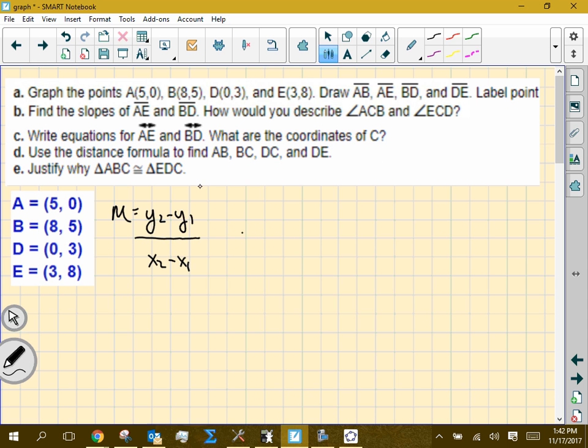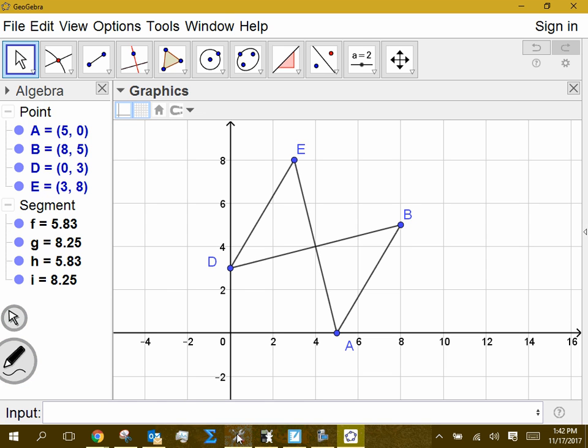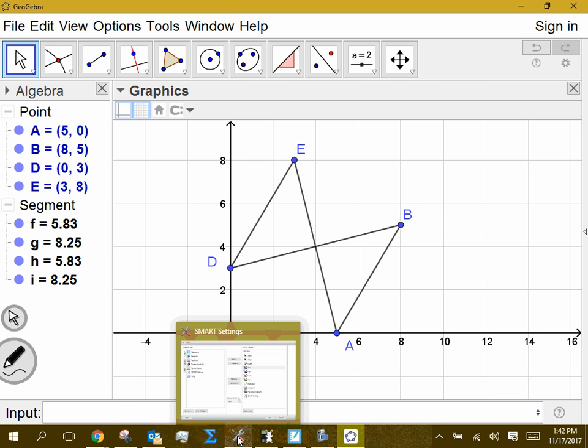I think they want what? Line AE and BD. So I'll say slope of AE, and then we'll do slope of BD. Now, when we do slope, how many points do you need to do slope? 2. Doesn't matter which 2 you choose. As long as they are on the line that you're interested in, it does not matter.